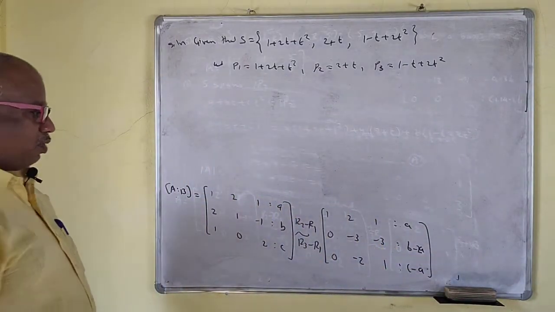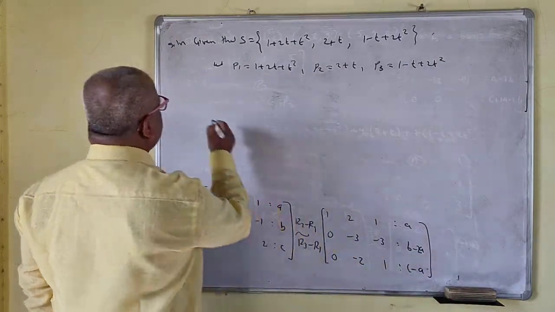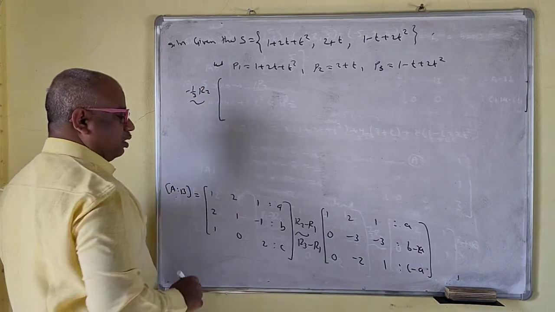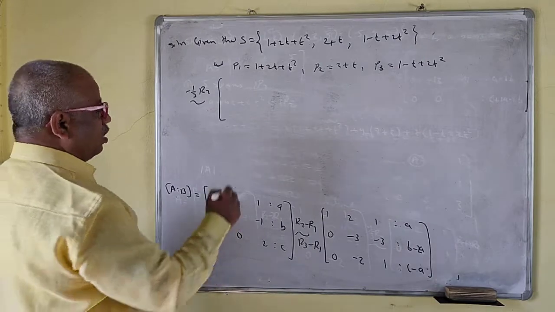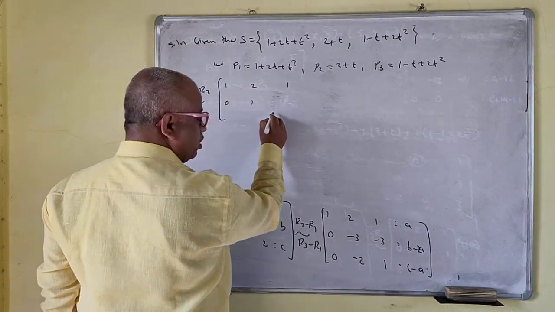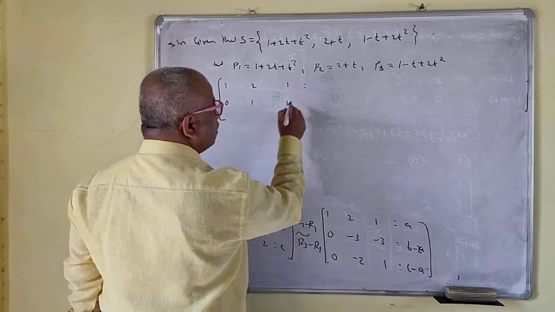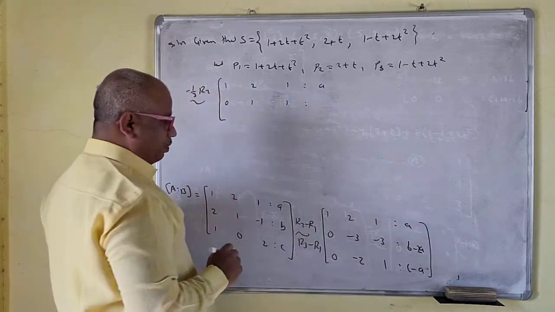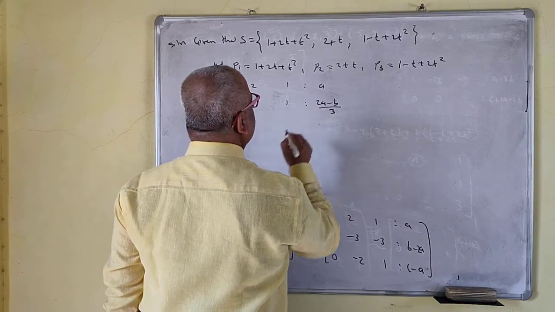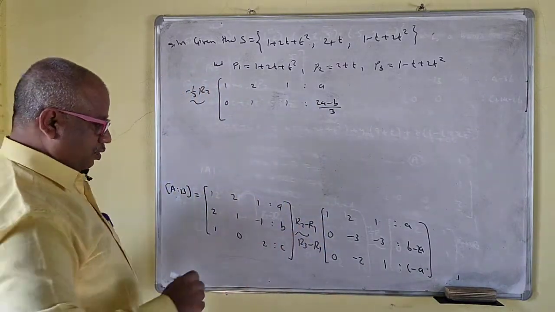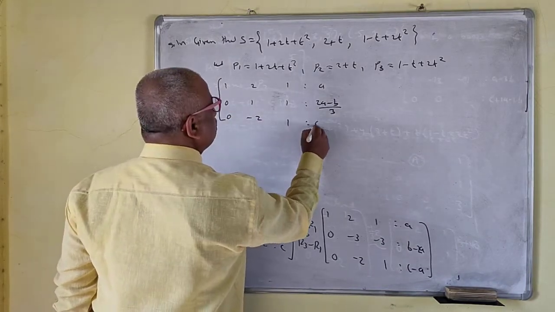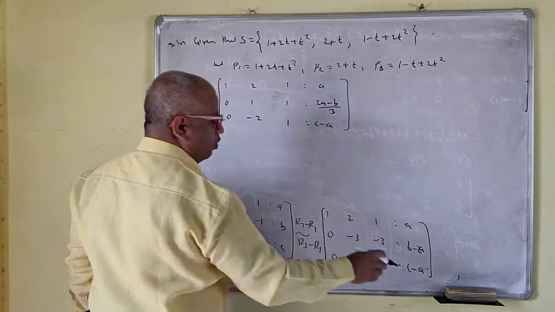Now I can divide by this 3, no problem for this one. This is the best way. So 1 2 1 a, 0 1 1, and multiplying by minus 1 by 3, that means twice a minus b upon 3, you have to change the sign also. Then 0 minus 2 1 c minus a.